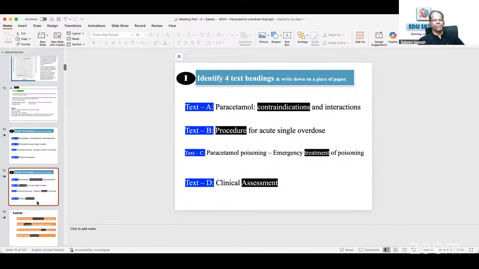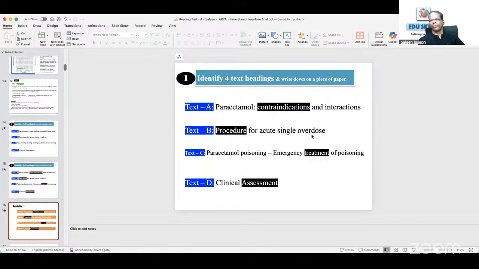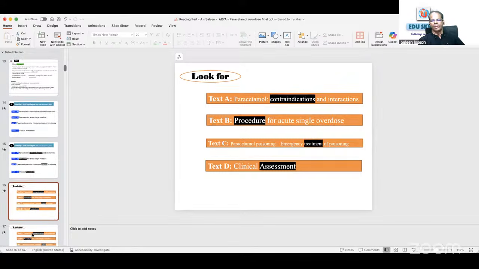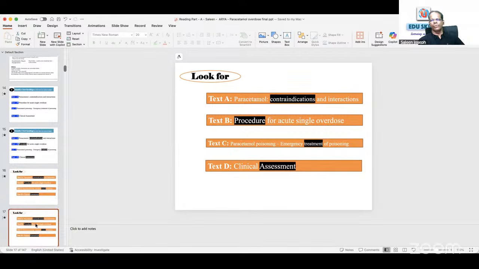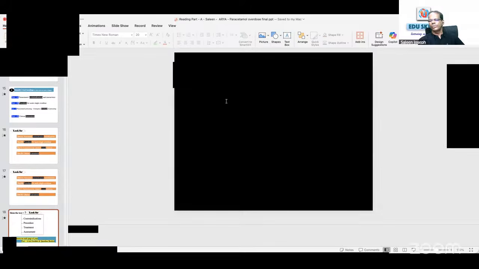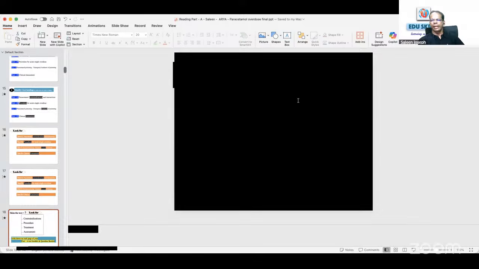Those are the headings which you can look for and write down on paper, or if you have the hard copy of the material, write down these 4 headings on each page of your text booklet and question booklet. In the beginning, you can write contraindications and interactions, both words. So whenever there is a word connected to interactions or contraindications or warnings, you know that the answer to that question is here.